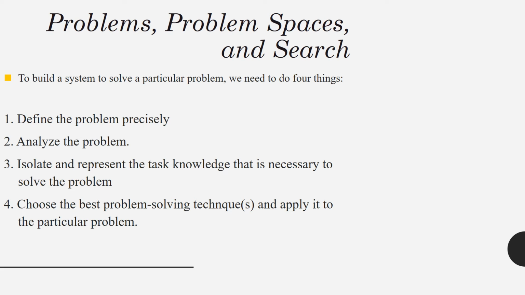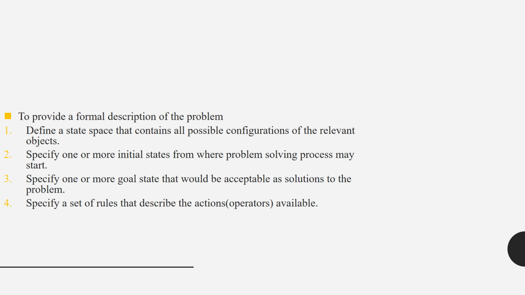Just now we have seen that three important AI techniques are there. We have to select the best possible technique for solving the particular problem. To provide a formal description of the problem, we have to do four things. Define a state space that contains all possible configurations of the relevant objects. Then specify one or more initial states from where problem solving process may start. Then specify one or more goal states that would be acceptable as solutions to the problem. Then specify a set of rules that describe actions or operations that can be done.